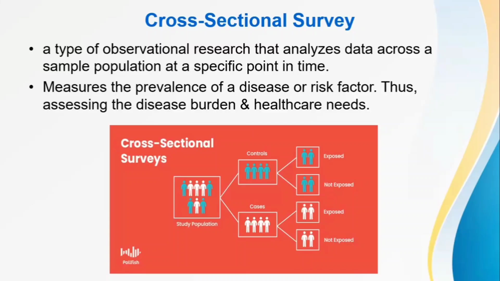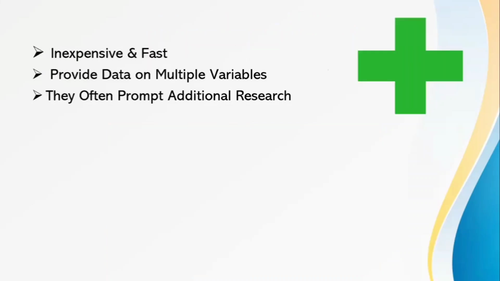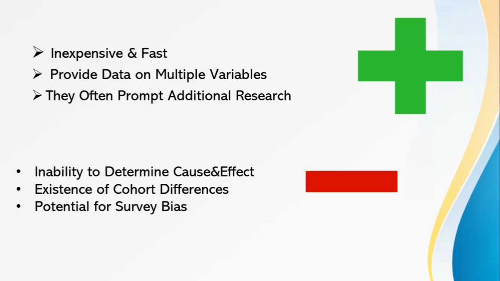What are the advantages? It is inexpensive and fast. It provides data on multiple variables and they often prompt additional research. The disadvantages are the inability to determine the cause and the effect. There is the existence of cohort differences and a potential for survey bias.